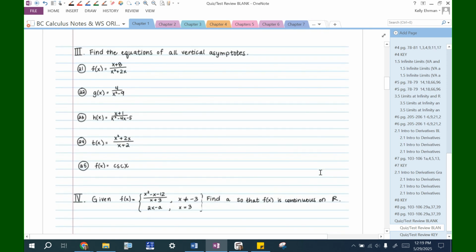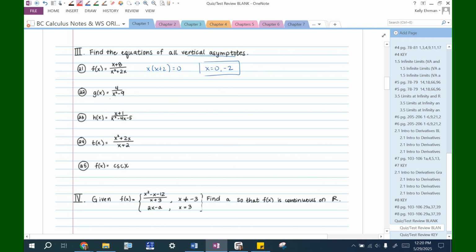All right, on to the next section. Find the equations of all vertical asymptotes. Vertical asymptotes happen when the denominator is undefined. So we need to set x squared plus 2x equal to 0, which means we should be factoring this. If any of these factors cancel out with what's in the numerator, then it's no longer a vertical asymptote, it's a hole in the graph. So vertical asymptotes are x equals 0 and -2.